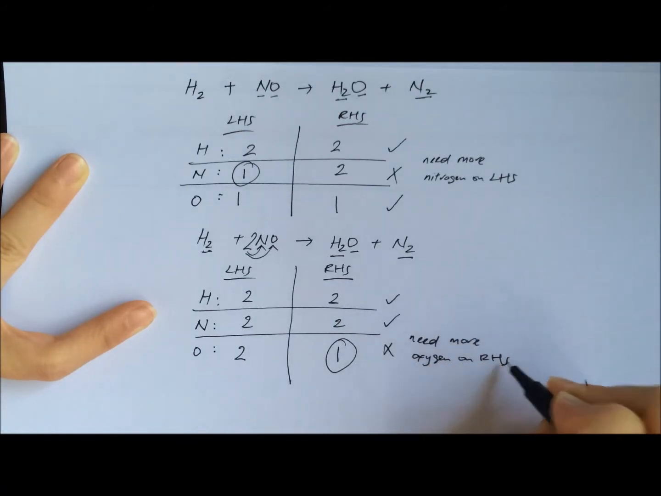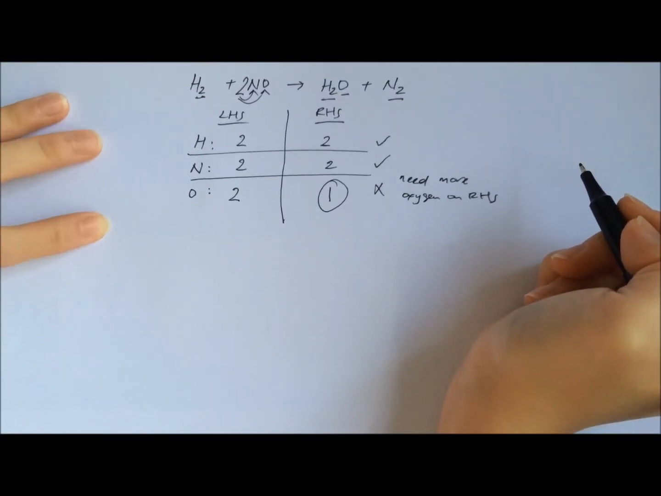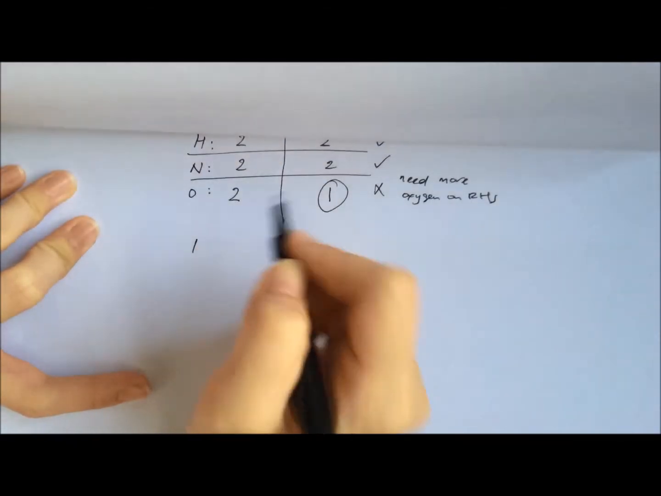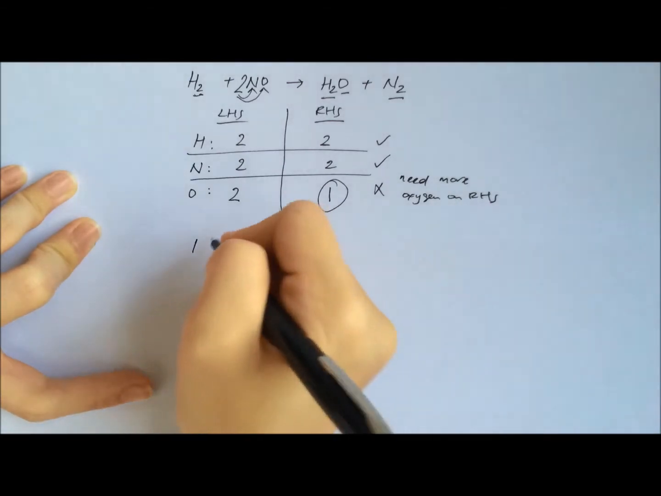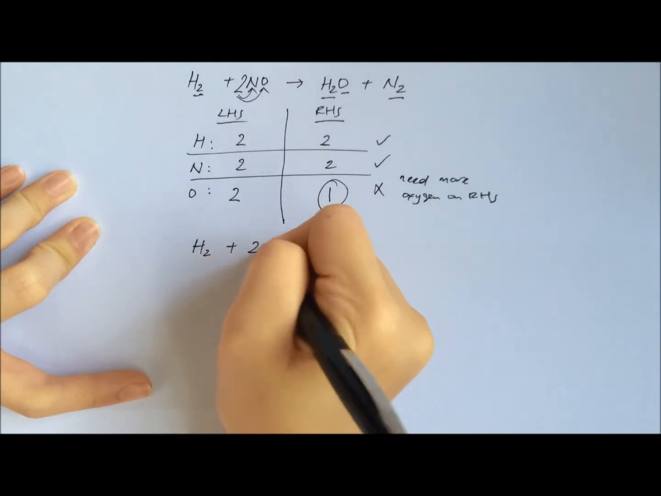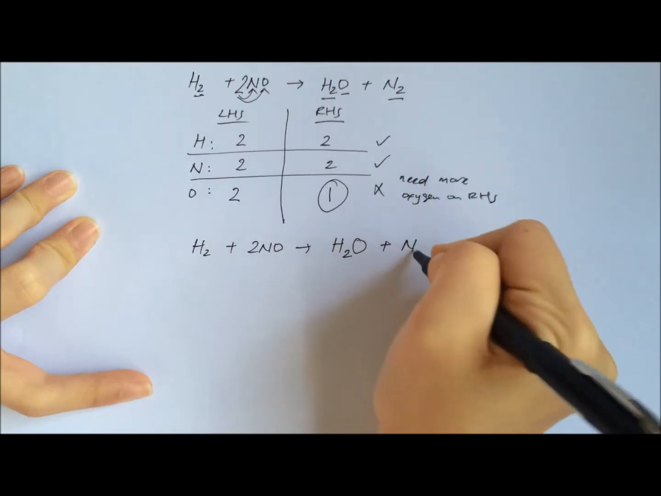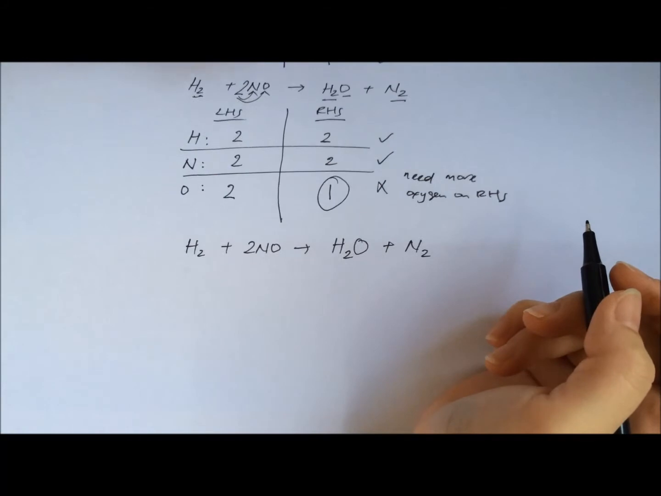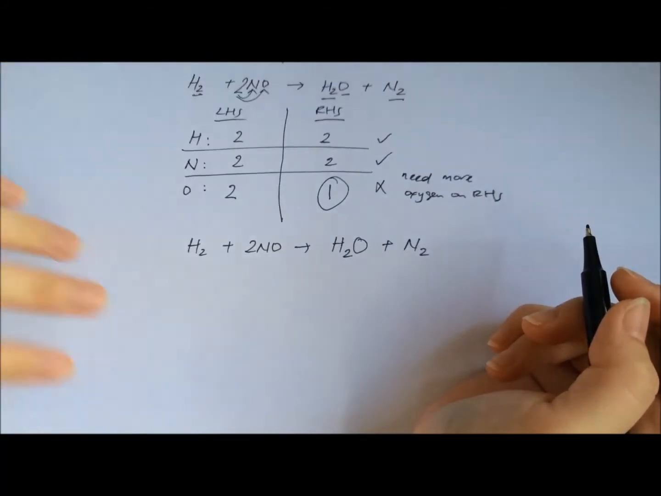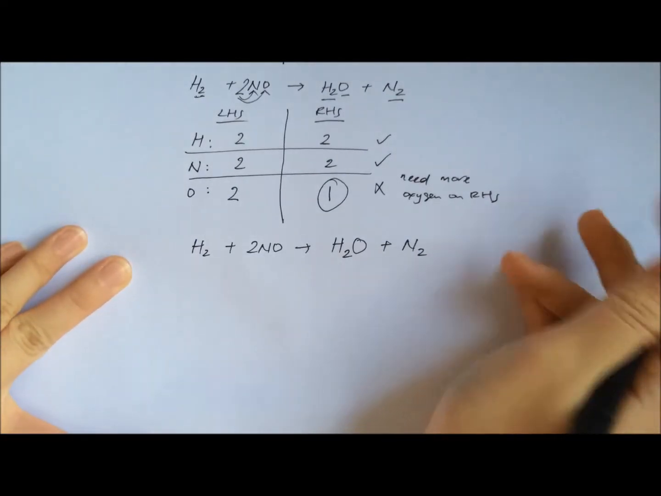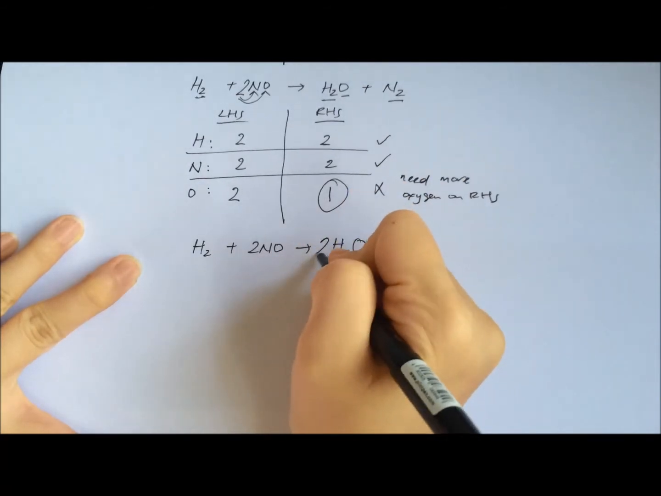So don't give up. Perseverance and you will get this. It doesn't matter whether you are very good in chemistry or not, it's all about counting. Okay, so we write the equation one more time, copying everything above down. And then we need more oxygen on the right hand side. So in front of water, in front of H2O, we'll put a number 2.